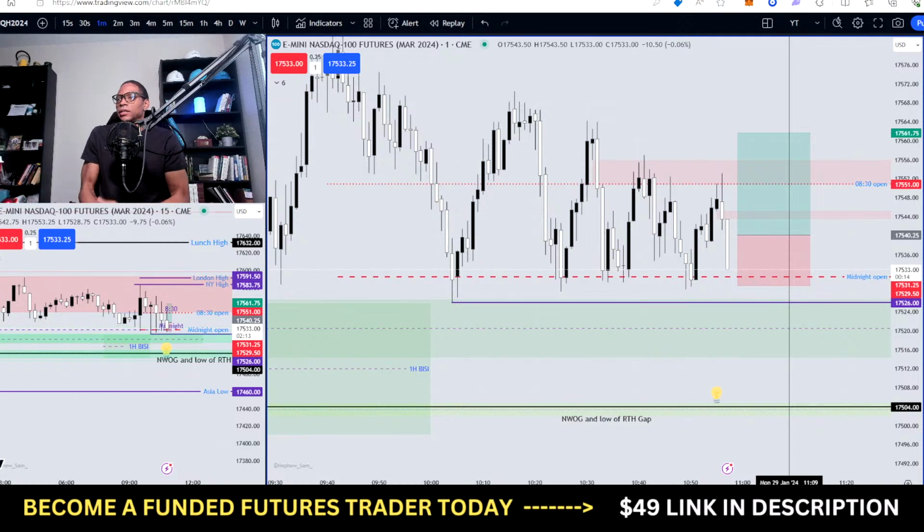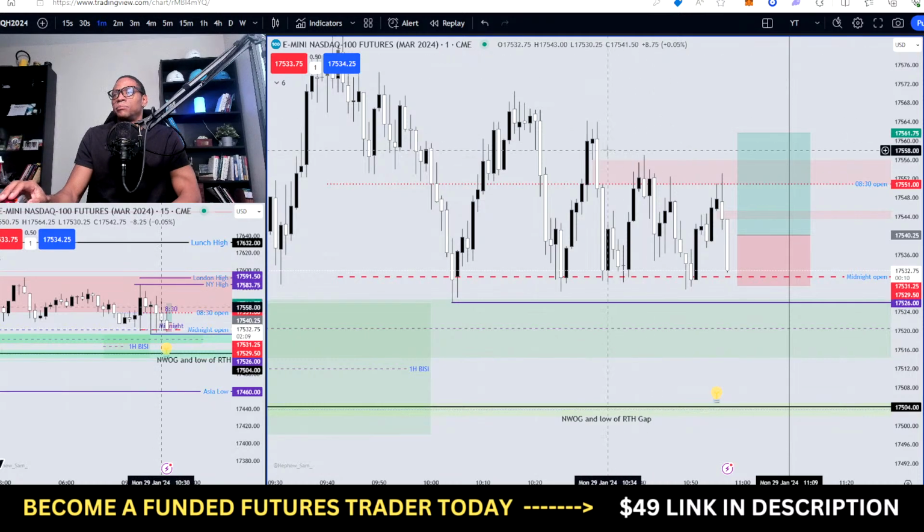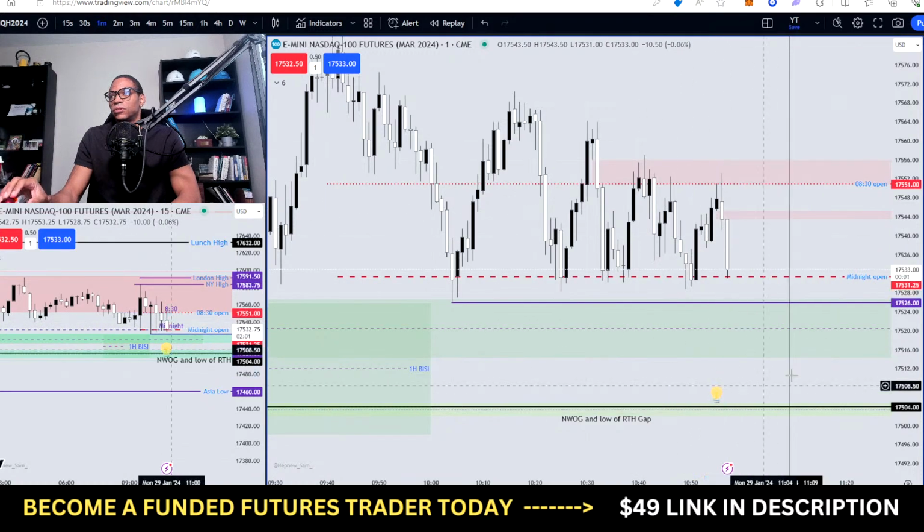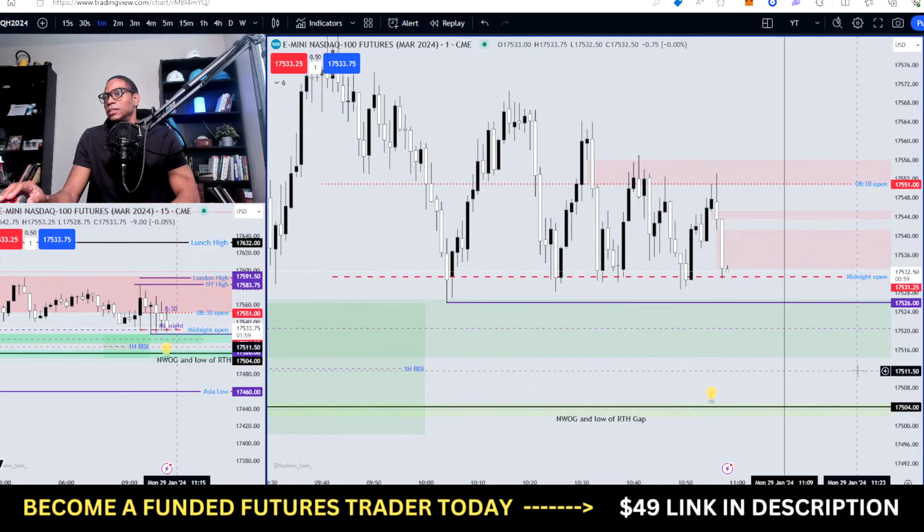Okay, it doesn't look like it wants to run for higher prices just yet. This bearish fair value gap created back at 10:30 is still holding. It's held 6, 7 candles so far. Let's go ahead and remove the long two out of the way. Doesn't look like that trade's going to be validated.